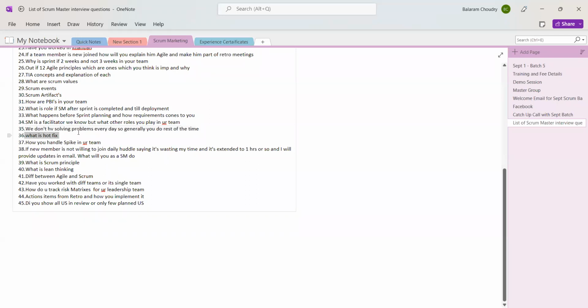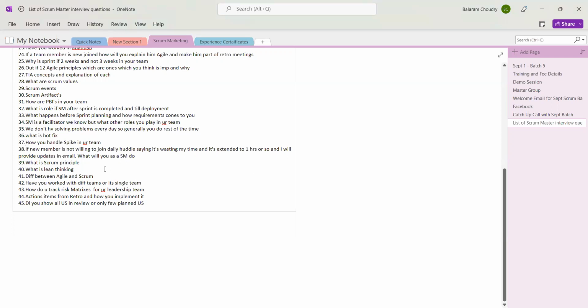What is a hot fix? We discussed it already, right? After the code freeze, if there is a change in the code, we have to go through our approval process, and that approval is called a hot fix. How do you handle a spike in your team? Generally, spikes are handled just like any other user stories. They are also estimated, and whatever scope is defined in the spike story, the team will continue to work to that extent and make it ready.